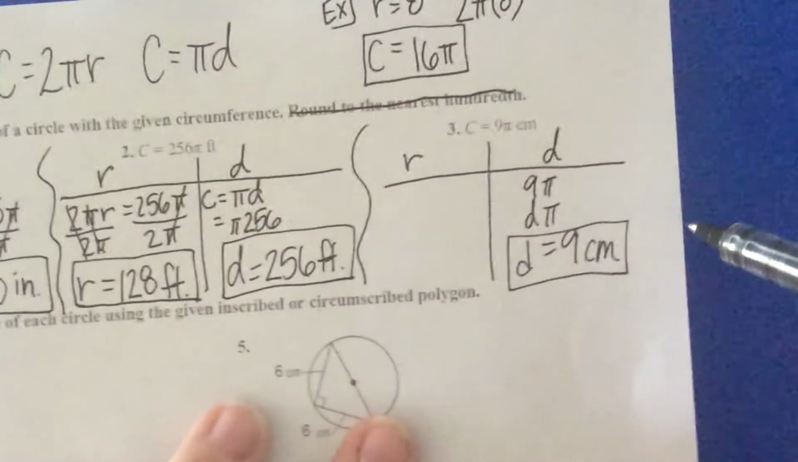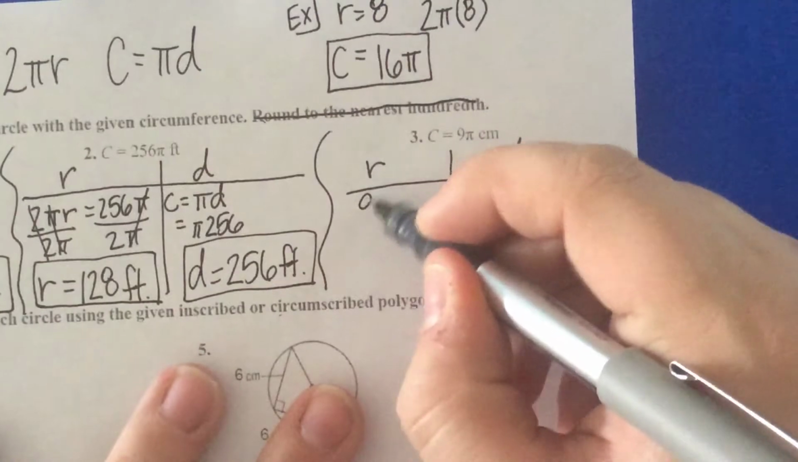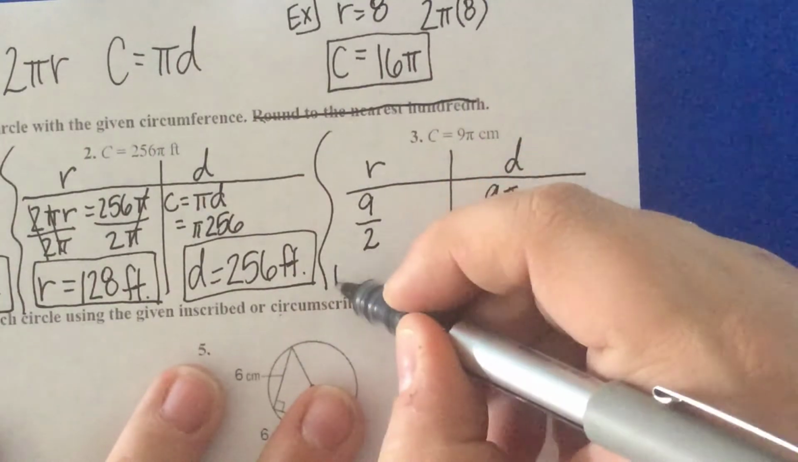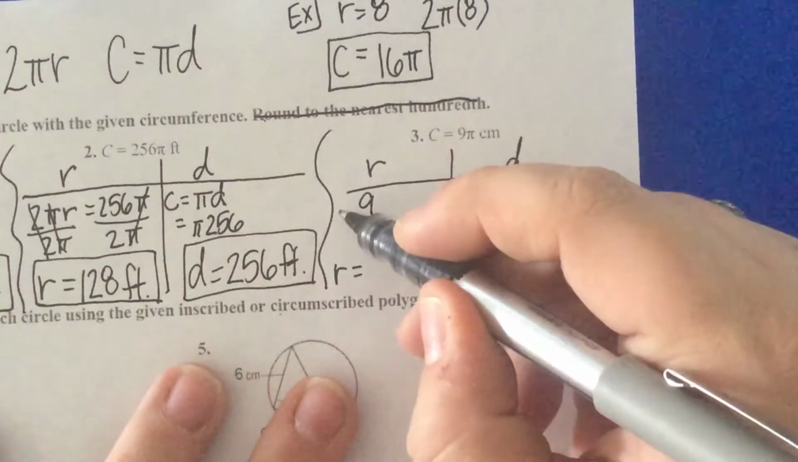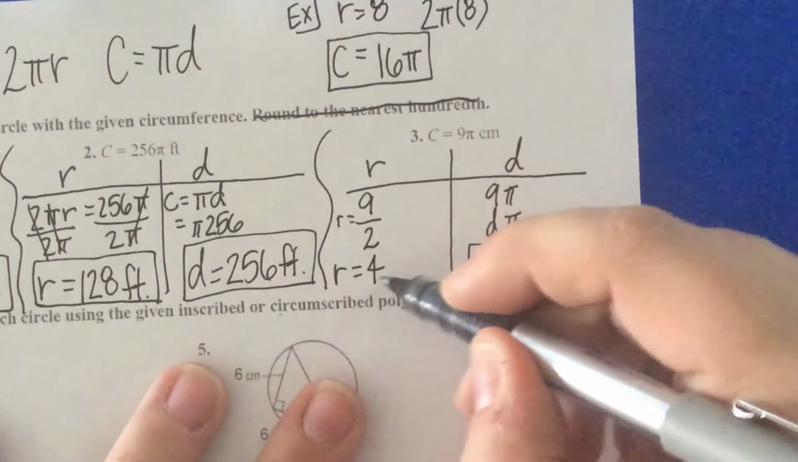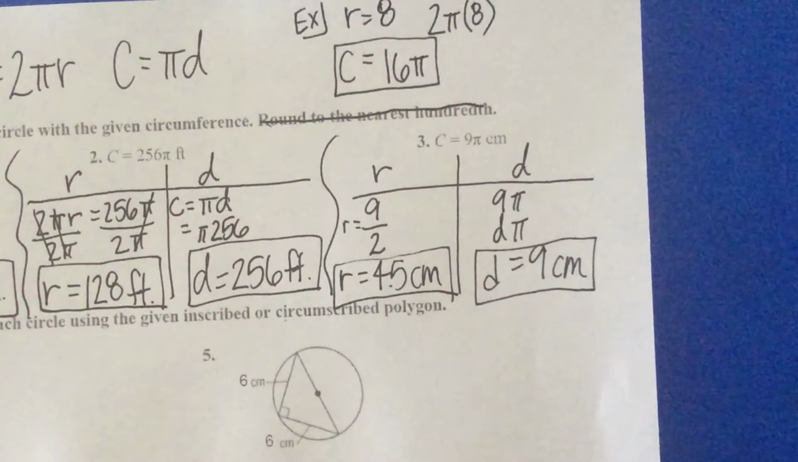Now, if our diameter is 9, then to find the radius, we would just need to say the diameter divided by 2 equals the radius. And we could say that the radius is 4.5 centimeters. So those would be our answers.